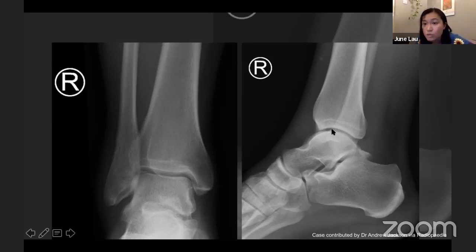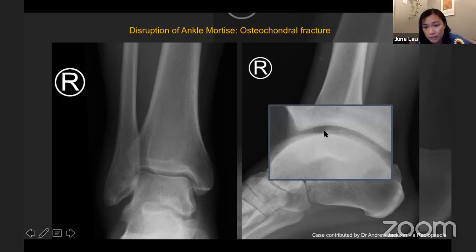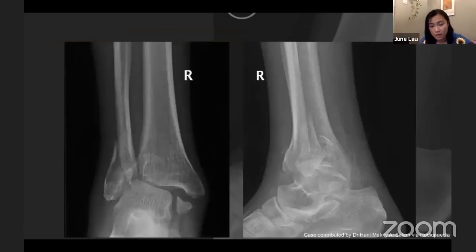You can actually also see it on the lateral view. I'm going to zoom it up here, and that little flake is there. It is a bit more difficult to assess. That's why it's important that you really look at both your ankle mortise views. So it's very difficult to be 100% sure based on this one, but here you can tell that it's definitely fractured.